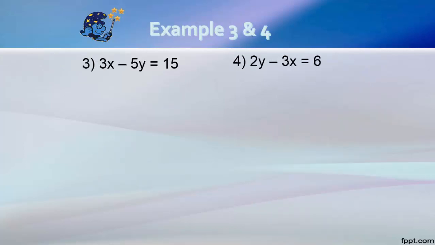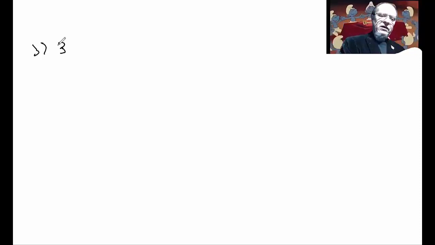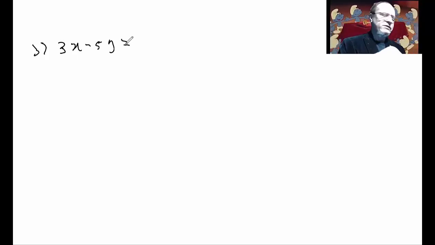In example number 3, we're going to graph the linear equation 3x minus 5y is equal to 15. So let us go over to the whiteboard and work this one out. In example number 3, we're asked to graph 3x minus 5y is equal to 15.